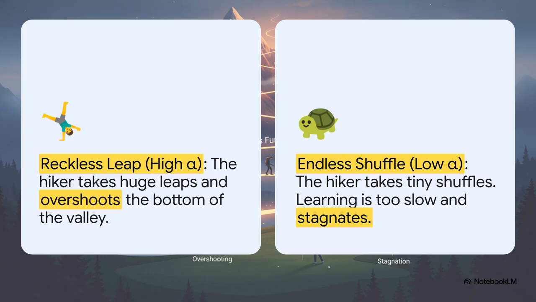And getting that step size right is everything. It's a total Goldilocks situation. If you set that learning rate alpha too high, our hiker takes these massive, reckless leaps. They feel a steep slope and they just go for it, jumping so far they completely overshoot the bottom of the valley and land way up on the other side. The AI just gets stuck bouncing back and forth, never finding the answer. But if you set alpha too low, the hiker takes these tiny, timid little shuffles. The process is so painfully slow, it might literally never get to the bottom. It just runs out of time.